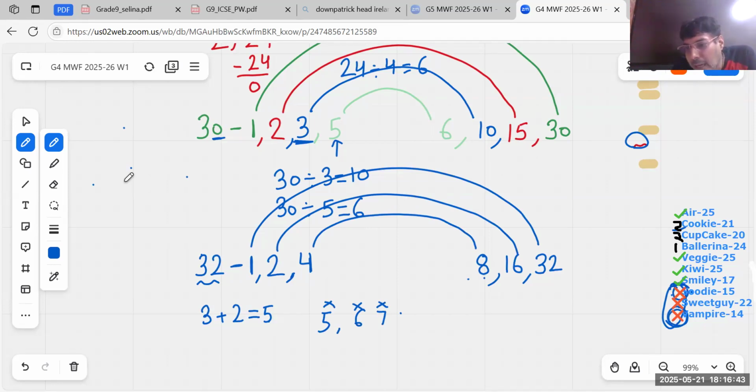So I will tell you, Sudhi, you will stay back. Vampire, you will stay back. And Shania, you will stay back because you were not paying attention. 3 kids will stay back. Rest can leave, guys.